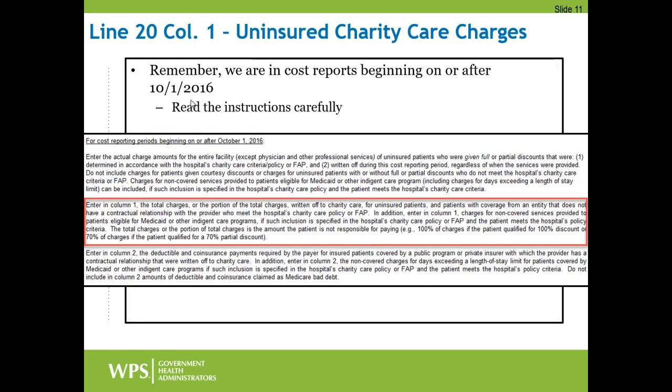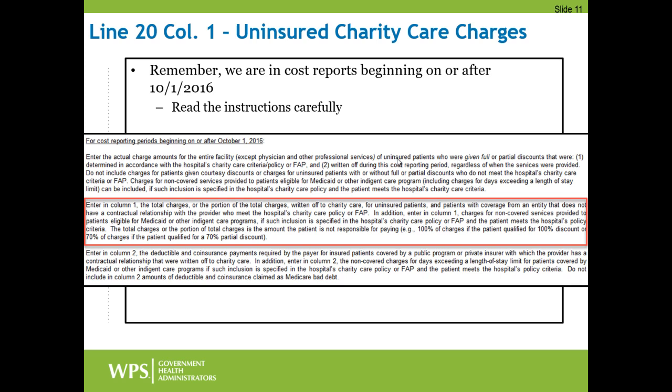Now again, we're on the cost report periods beginning on or after 10/1/16. So you have to read the instructions. They are somewhat lengthy because they talk about each of the columns. So we really want to pay close attention to that as you're trying to report the proper information. So I'm actually going to read through these instructions and point out a few things. The first sentence: enter the actual charge amounts for the entire facility except physician and other professional services. So that's the first thing. We need to make sure those are removed. Those are not allowable on the cost report, physician or other professional services.